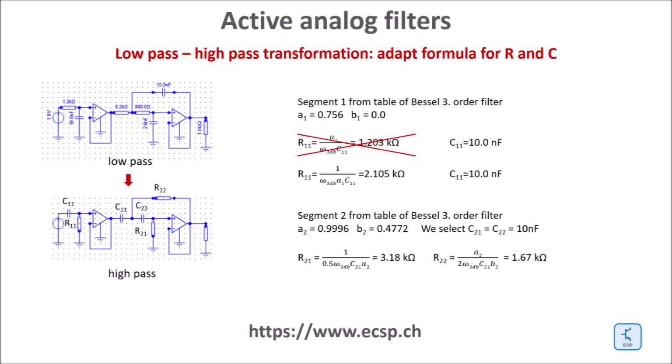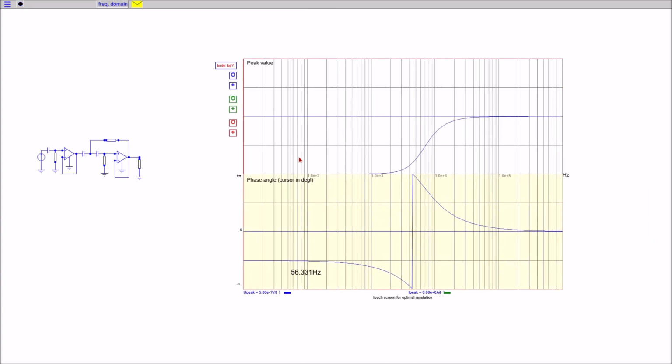Transforming a low pass to a high pass filter is easy. Here it is demonstrated with a third-order Bessel filter, but it works for the other filter types as well. The first step is to swap the position for R and C. Once done, recalculate the values of R and C with the formula for high-pass filters. The A and B parameters remain unchanged. Here is the corresponding frequency scan.